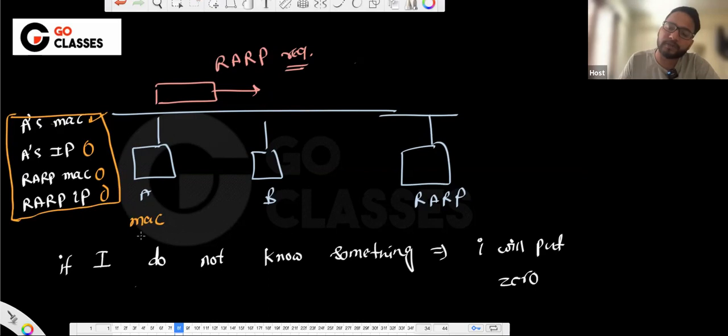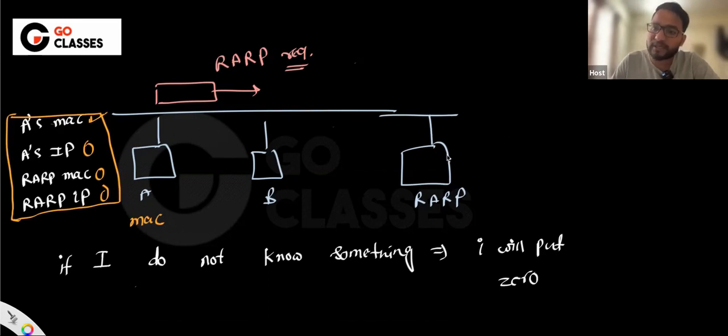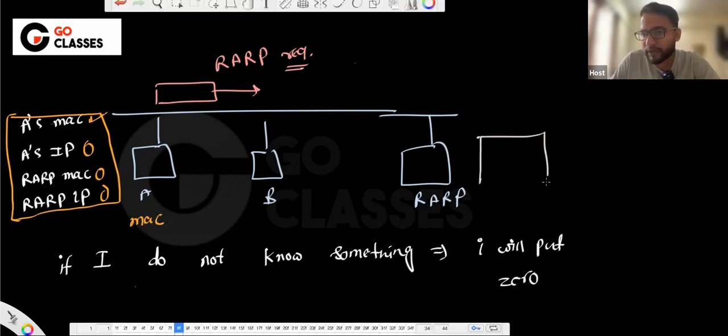Now, what will the RARP server do? It has a static mapping between the MAC addresses and IP addresses. It will say that, okay, this is A's MAC, and this is A's IP.